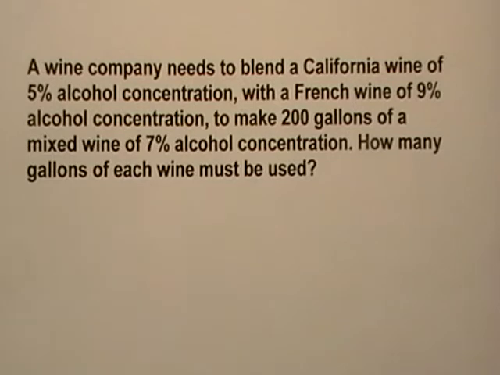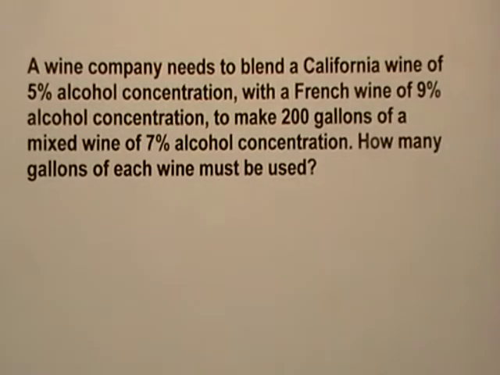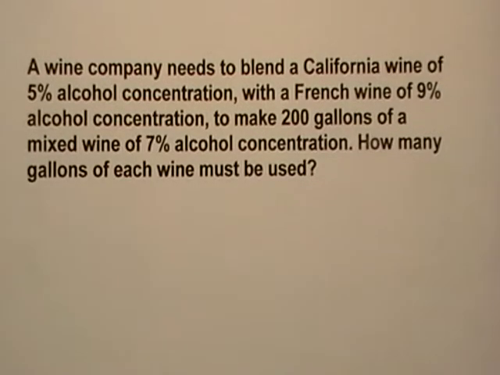Okay. A wine company needs to blend a California wine of 5% alcohol with a French wine of 9% alcohol to make 200 gallons of a mixed wine of 7% alcohol. How many gallons of each wine must be used? Okay. If you haven't noticed, this is just like our interest problems, really.